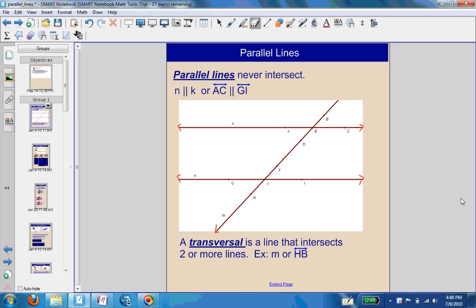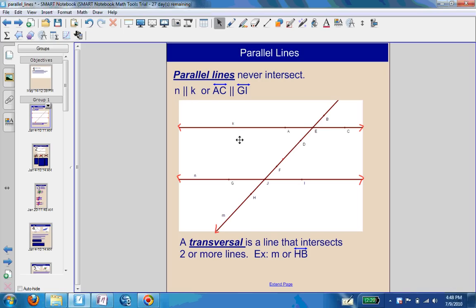This section is parallel lines. Parallel lines never intersect. In this picture, lines N and K, here's line N, here's line K, never intersect, so they are parallel. And the notation for parallel is two straight lines, or two vertical lines between the line names.